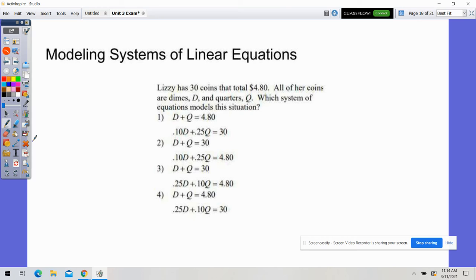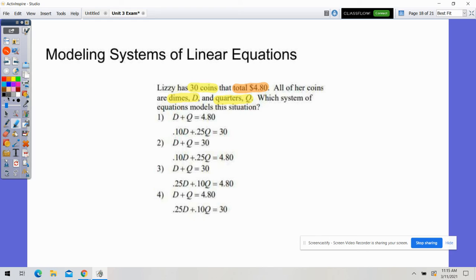So, as I'm reading this, I'm going to underline, I'm going to color code this, okay? So we know Lizzie has 30 total coins, right? And the total cost is $4.80. She has dimes, which are represented by D, and quarters represented by Q.